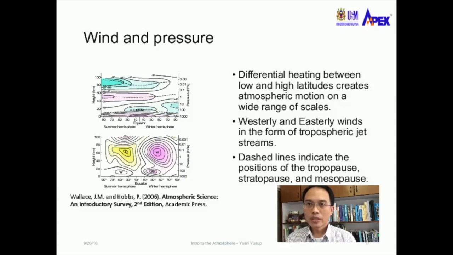So here we see the temperature variation with height for the different latitudes of the globe. The dashed line, starting from the bottom of this top panel, is the tropopause, the next line from the bottom is the stratopause, and the third line is the mesopause.